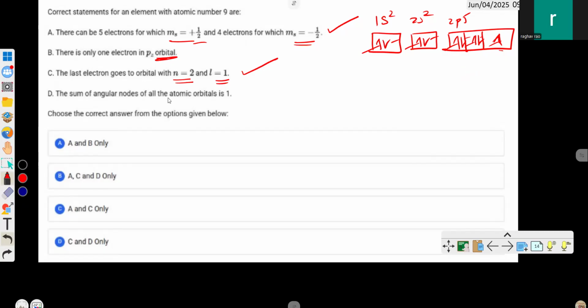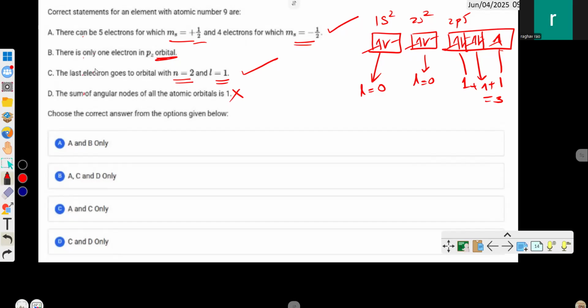The sum of angular nodes of all the atomic orbitals is 1. So for this atomic orbital, the sum of angular nodes is denoted by the azimuthal quantum number. This is 0. For this also it is 0. For this, there are 3 orbitals. For this it is 1, for this it is 1, for this it is 1. So 1 plus 1 plus 1 is 3. So this is wrong.